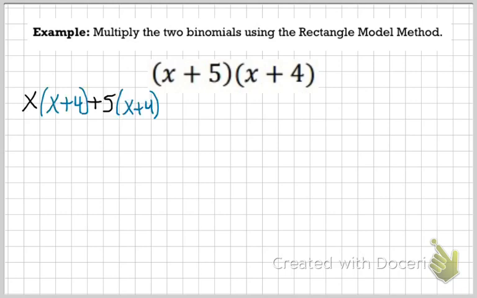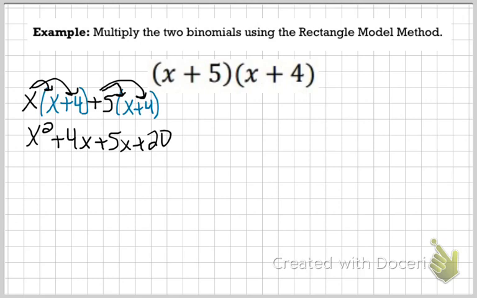So this is how we arrange it. Then we distribute. x times x, x squared. x times 4 is a positive 4x. 5 times x is a positive 5x. 5 times 4, positive 20. Then we look at this answer and we think, can we simplify? And yes, we can. So our final expression is x squared plus 9x, which is what those two terms would give us if we combine them, plus 20. Okay, so that was one method.